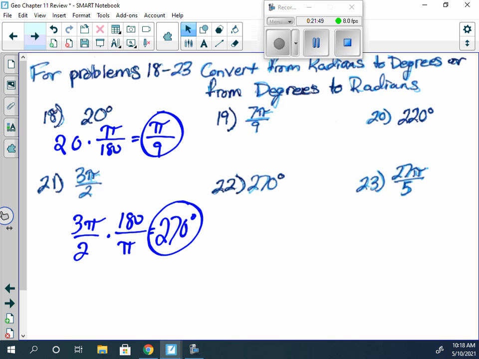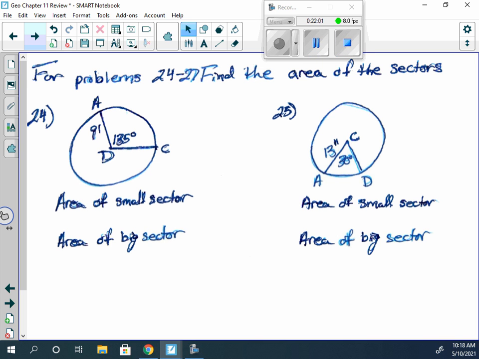Any questions on 18 through 23? We good with 18 through 23? Going from degrees to radians, we multiply by pi over 180. Going from radians to degrees, we multiply by 180 over pi.